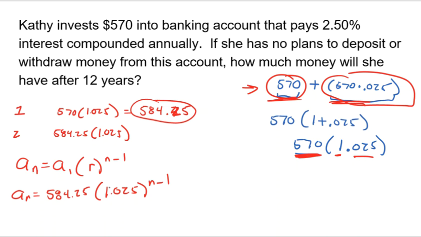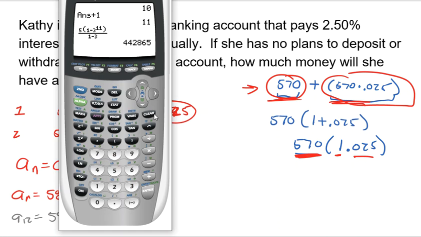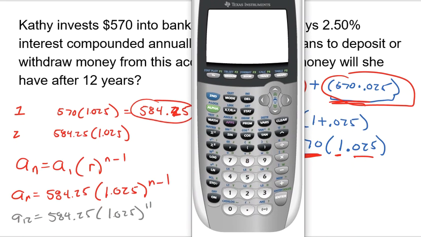So now the question says, all right, after 12 years, how much money she's got? So all I got to do is plug in 12. So I got 584.25 times 1.025 raised to the 11. 12 minus 1 is 11. Go to my calculator here. And I have 584.25 times 1.025 raised to the 11th.